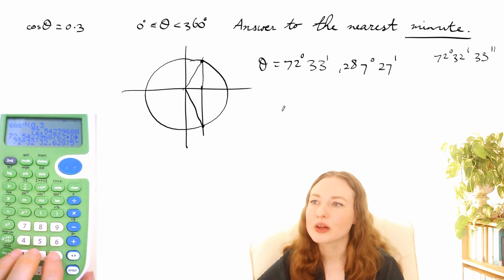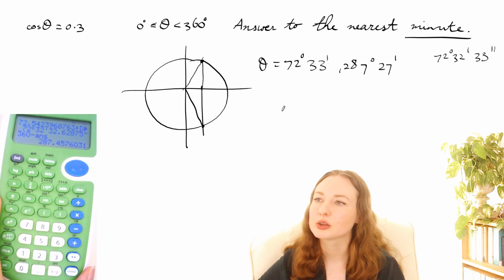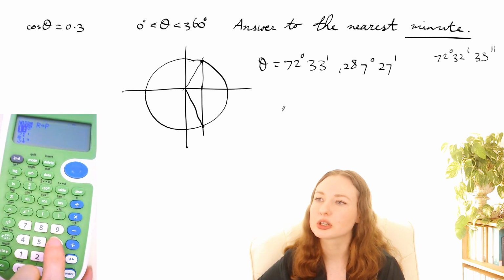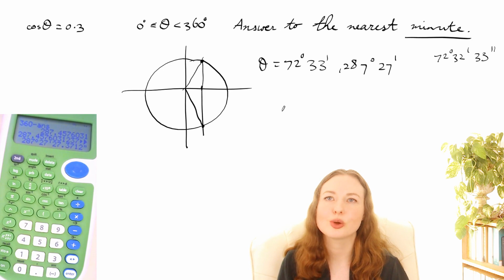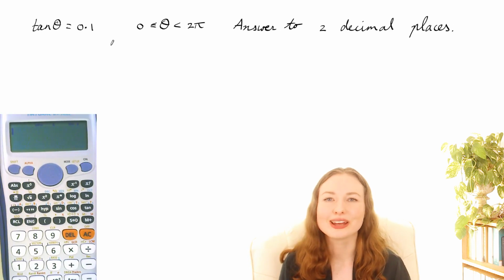Okay, and then to work out the other one, we go 360 minus the answer, per second answer, tells us that, and then we have to convert that again. So angle, and then I'll just hit 6 this time, and that will convert that. So 287 degrees, 27 minutes. Let's try one in radians.